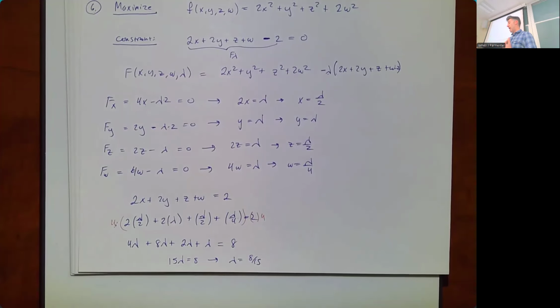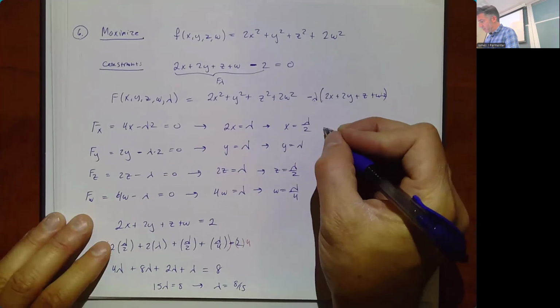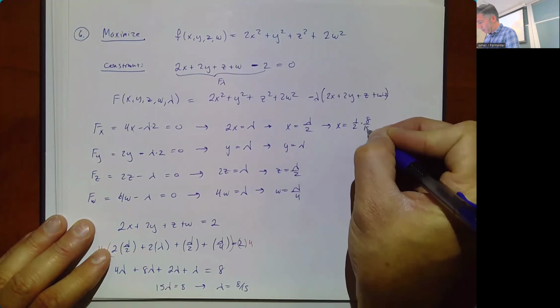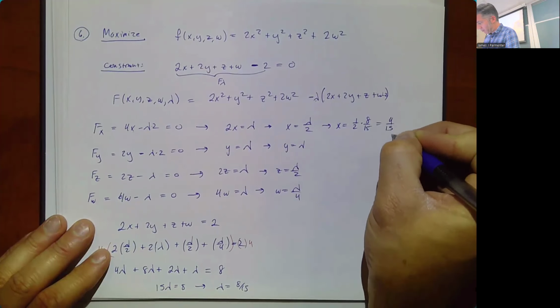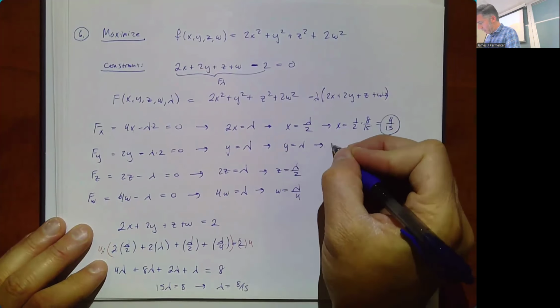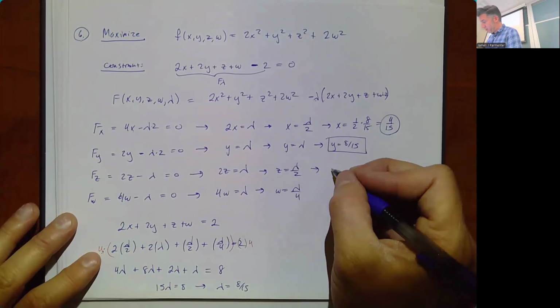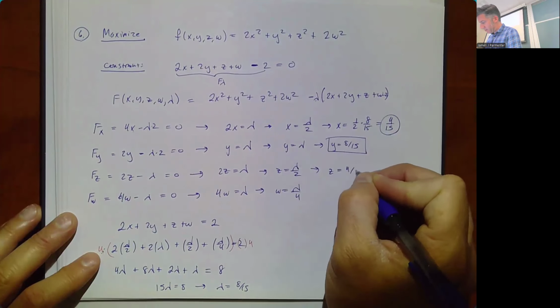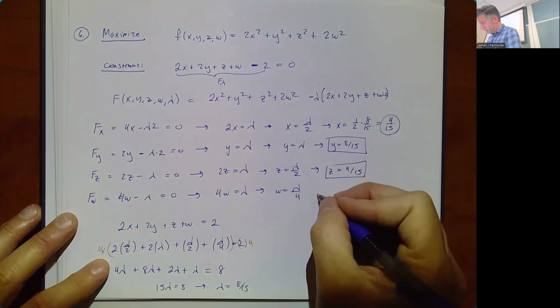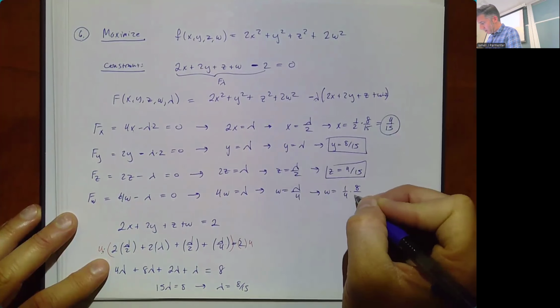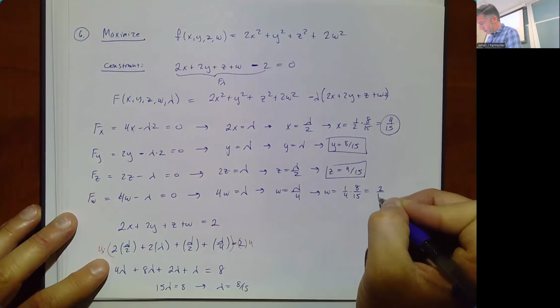Not that we ever actually have to find lambda, but here it's convenient. Then we can go back and say, okay, great. X is going to equal 1 half times 8 fifteenths, which is 4 fifteenths. And Y is going to equal 8 fifteenths. And Z is going to equal lambda over 2, which is, again, 4 fifteenths. And W is going to equal 1 fourth times 8 fifteenths, which is 2 fifteenths.